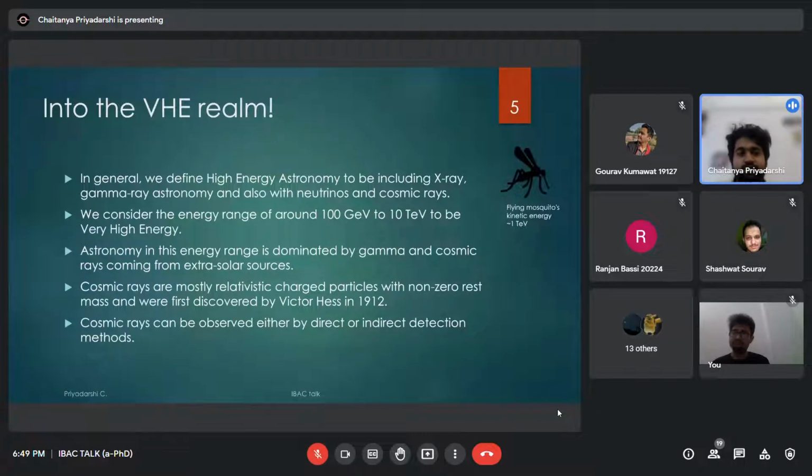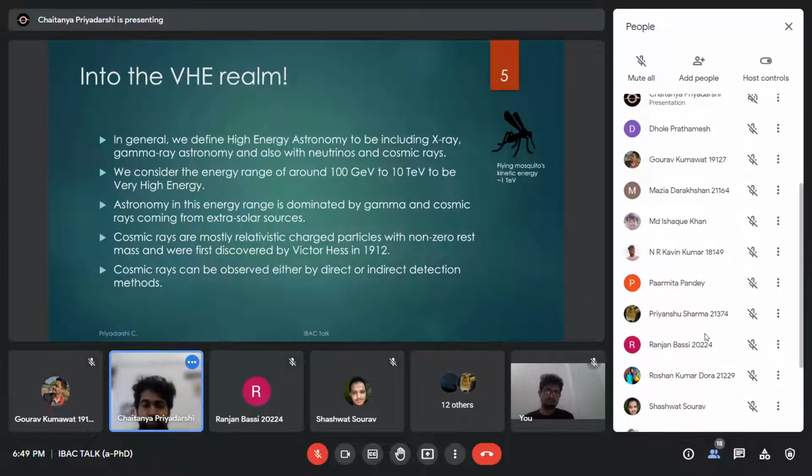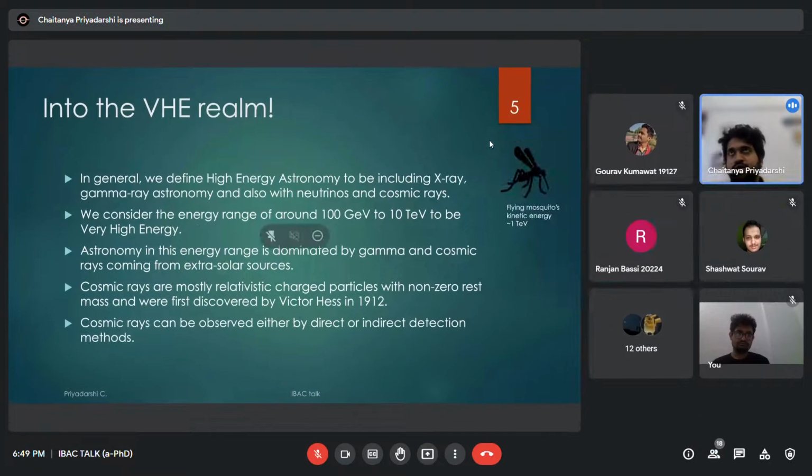Now let's go into this very high energy realm. So just to show that in general, we define high energy astronomy to be including X-rays, gamma-ray astronomy, and also neutrinos and cosmic rays. This is because we talk about high energy as something which is a few keVs, kilo electron volts, and above.